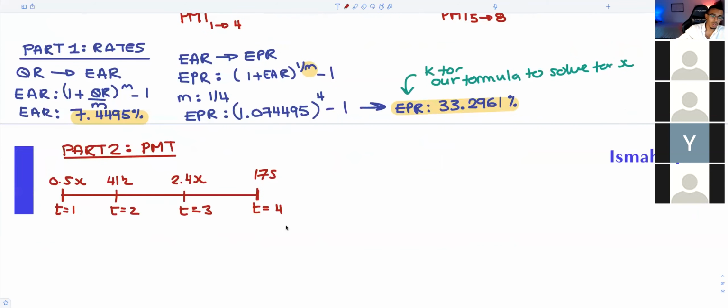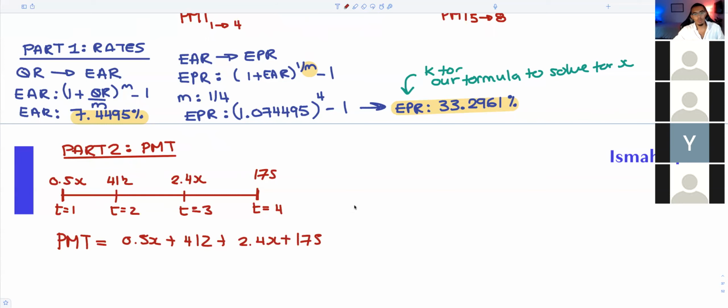And as I mentioned earlier, we want to figure out, well, what's our payment? Unfortunately, payment can't be simply 0.5x plus 412 plus 2.4x plus 175. That wouldn't make sense. And the reason why is because we're omitting a very core tenet, a biblical rule within the sphere of corporate finance: the idea of a rational investor. A rational person would invest their money at any time where they have the opportunity to do so.